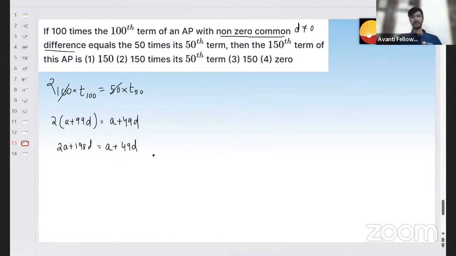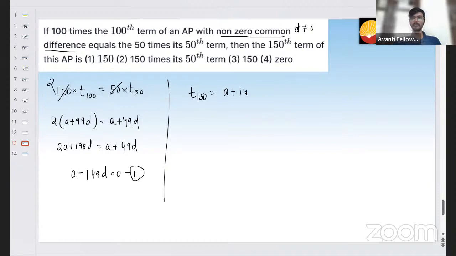Correct? So what can I get from here? If I take everything on the left hand side, so I'll get A plus 198 minus 49. So I think it is 149D is equal to 0. Let this be equation number 1. What they have asked is the 150th term. So T150. What is T150 to be? A plus 149D. This is 0. Simple.